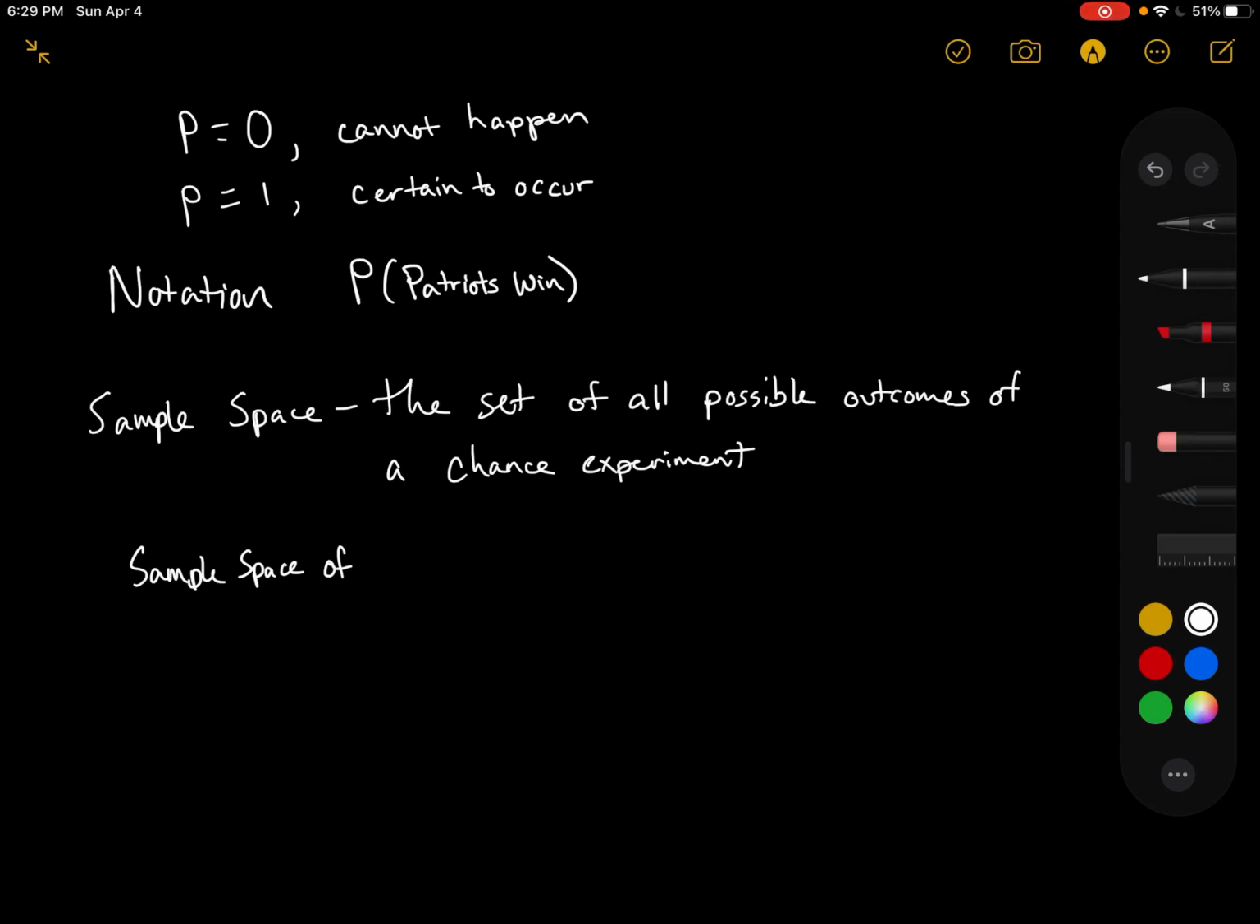So for example, if we're writing out the sample space of a 6-sided die, there are a few options. You could roll a 1, you could roll a 2, you could roll a 3, you could roll a 4, you could roll a 5, or you could roll a 6. So it's quite literally a list of all of the possible rolls.